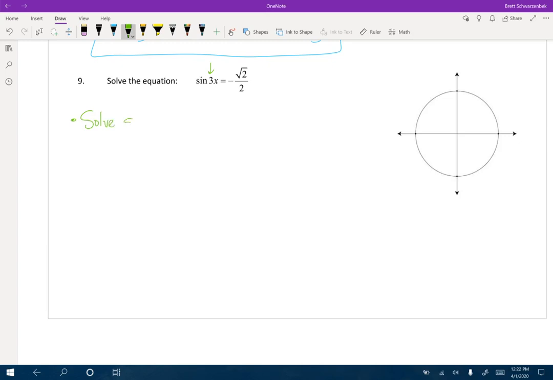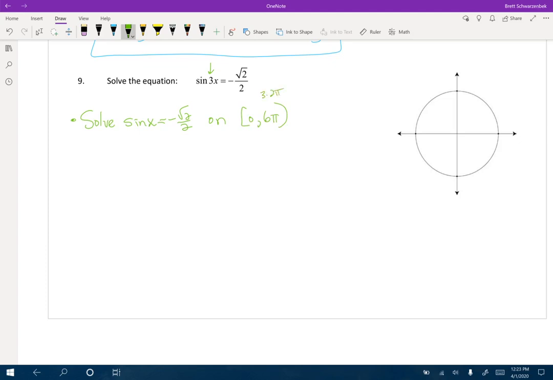Sine of x is equal to negative root 2 over 2 on 0 to triple the range of possible values, which would bring us all the way to 6 pi. So in other words, 3 times 2 pi. Okay, so where are solutions?